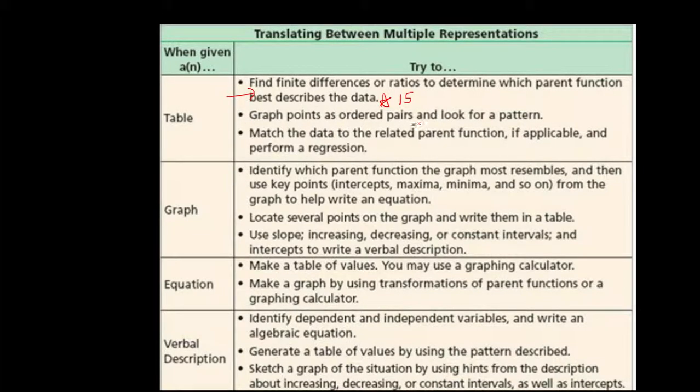Graphing points as ordered pairs and looking for a pattern. Well, this is something you've practiced before. Graphing points, so using a table to graph points as ordered pairs and then looking for a pattern. Matching data to related parent functions, going on into graphs, identifying which parent function the graph most resembles, locating points on the graph, and writing them into tables, right? So these are all things we've practiced in pieces, but now we're taking this general overview of everything together.